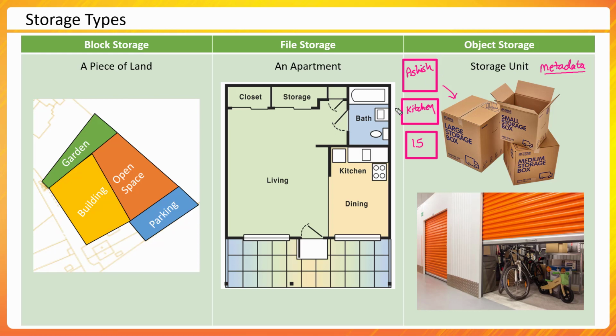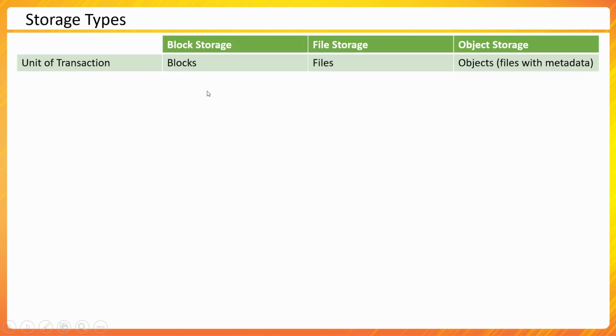So that is the additional information I have added with the data, which is identifying that data uniquely, or maybe identifying the purpose of the data or the content of the data. That's what we mean by metadata associated with an object. So keep these analogies at the back of your mind, and now we will talk about the storage types in technical terms. Block storage. Unit of transaction is block.